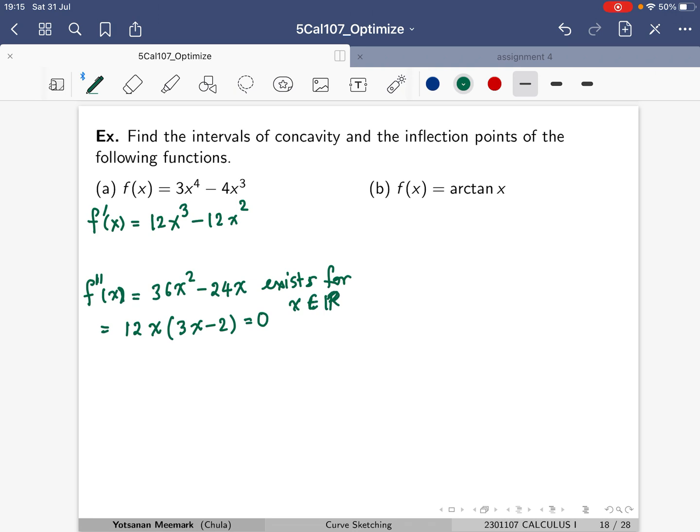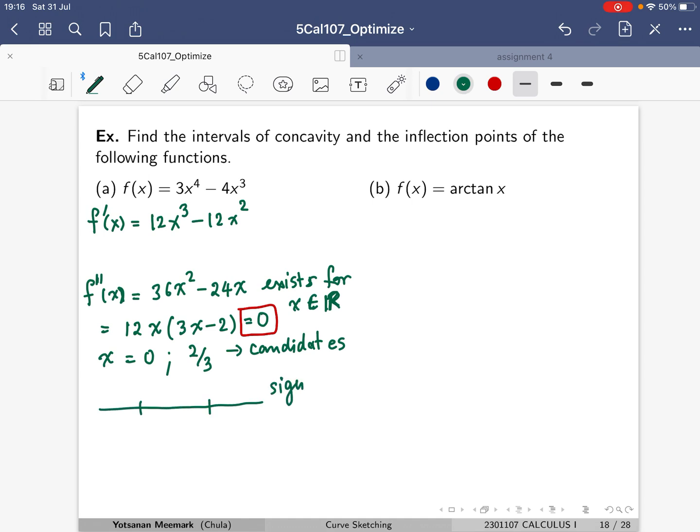So the only candidates for the inflection will be the ones where your f double prime equals 0. So it means that your x can be 0 or 2 over 3. Okay, these are the candidates. All right, so you are going to look for the sign.